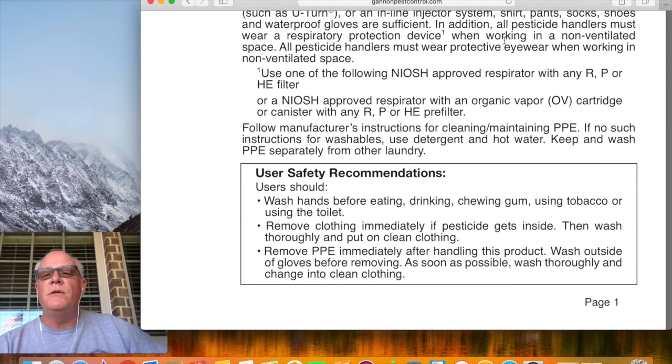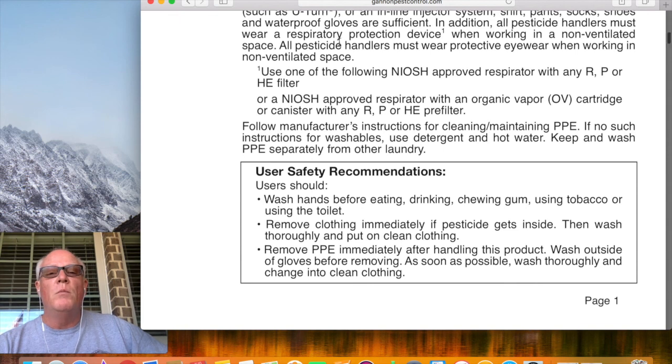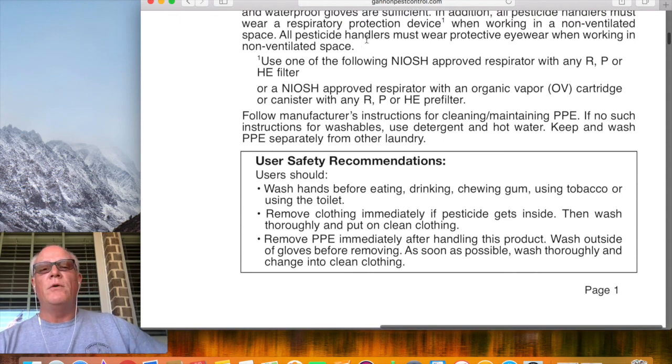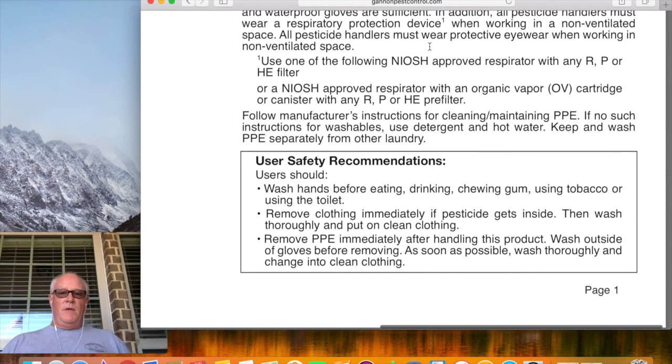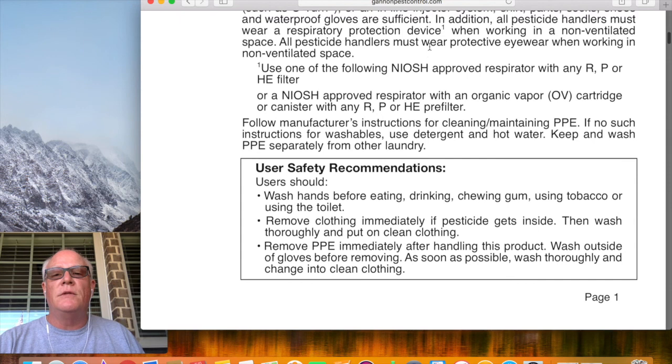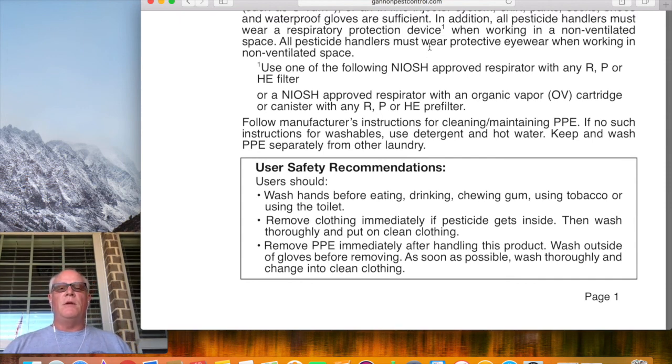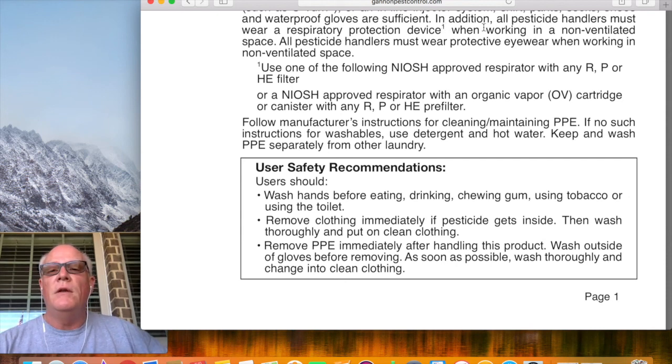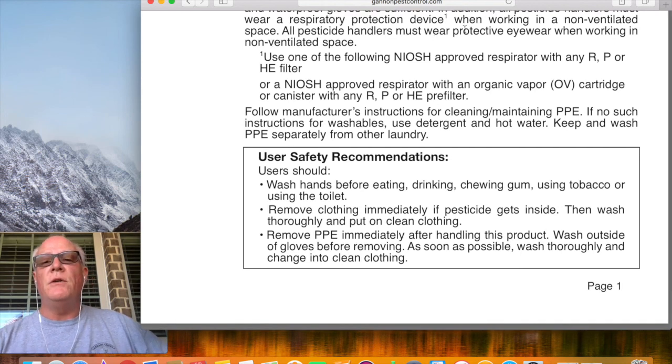And it says then, in addition to all pesticide handlers must wear a respirator protection device. Now you're saying, whoa, wait a minute. You just said we don't have to wear a respirator. So here's a good example of where you want to read these labels all the way through and completely understand them. Okay? So before you freak out, let's read this all the way through. It says, in addition, all pesticide handlers must wear a respirator protection device when working in a non-ventilated space.